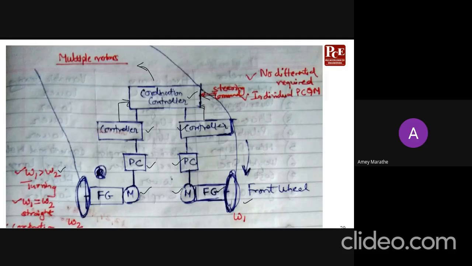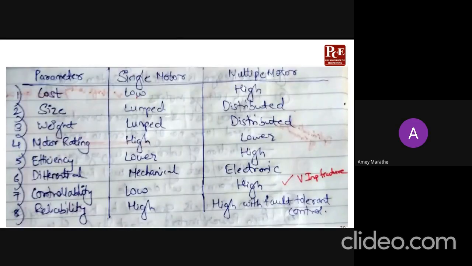When we are moving straight, W1 and W2 will be equal. So simply we are talking about E differential here. This technology is also sometimes called E differential. So this is the control strategy we have.